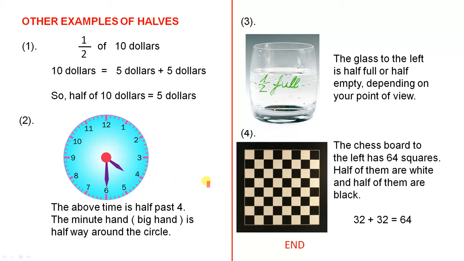Let's look at this clock. The above time is 4:30. The minute hand, that is the big hand, is halfway around the circle. So see that big hand here? From here all the way around to here is halfway around the circle.